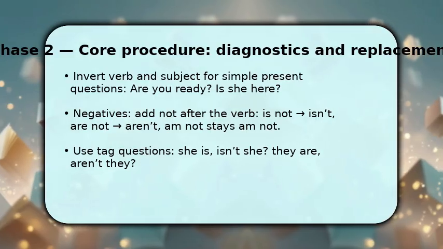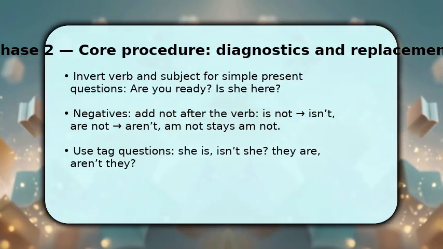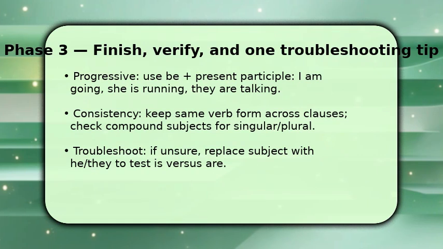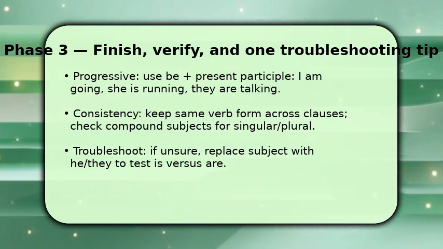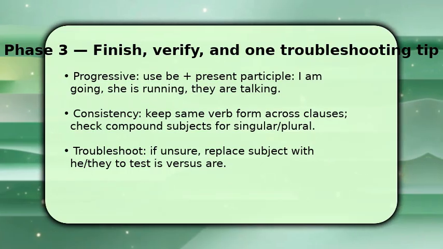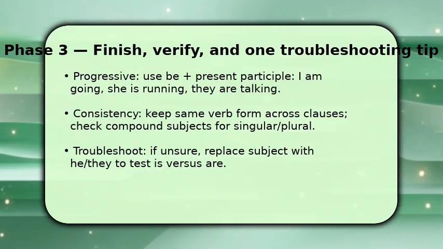Finish by using is, am, are with continuous tenses and compound subjects. This keeps your meaning clear. For progressives, pair the correct form of be with the ing verb. I am working, she is studying, we are learning. For compound subjects, decide singular or plural agreement and apply it consistently across clauses.